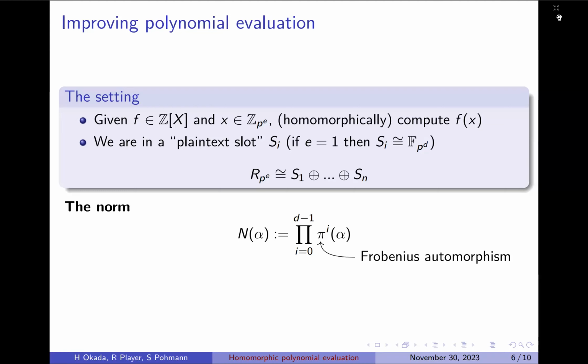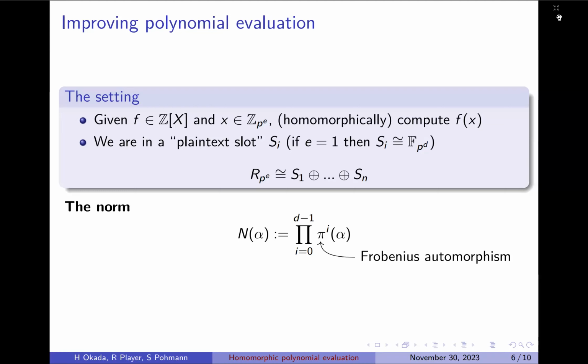Polynomial evaluation as such, and especially efficient polynomial evaluation, is an already very well studied topic with lots of work on it. But this setting has never before been considered. And that's, I think, quite natural because it's somehow an unusual setting.